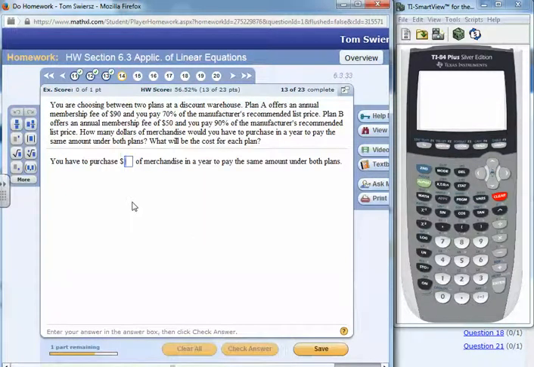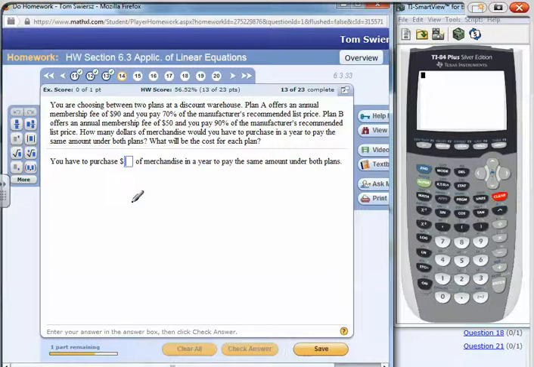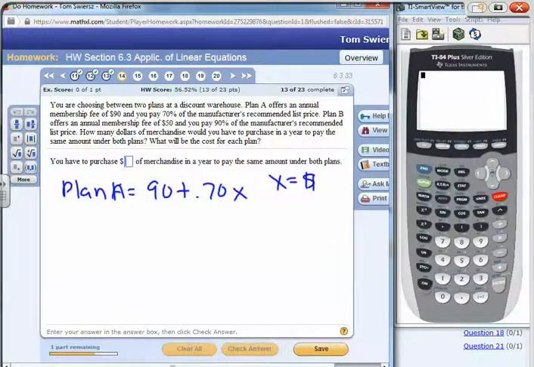Homework exercise number 14. You are choosing between two plans at a discount warehouse. Plan A offers an annual membership of $90 and you pay 70%. So Plan A, you pay $90 and 70% of the list price, how much you're going to purchase, right? So x will be the amount of money you purchase, so it'll be 0.70 times x.